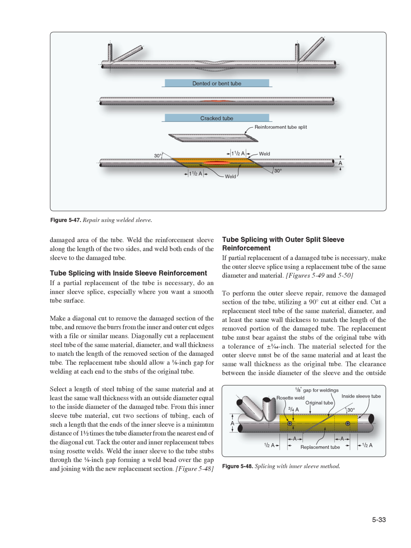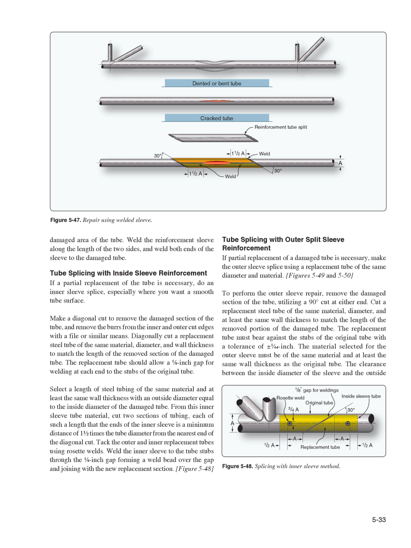Figure 5-48, tube splicing with outer split sleeve reinforcement. If partial replacement of a damaged tube is necessary, make the outer sleeve splice using a replacement tube of the same diameter and material. Figures 5-49 and 5-50: to perform the outer sleeve repair, remove the damaged section of the tube, utilizing a 90 degree cut at either end. Cut a replacement steel tube of the same material, diameter, and at least the same wall thickness to match the length of the removed portion of the damaged tube.